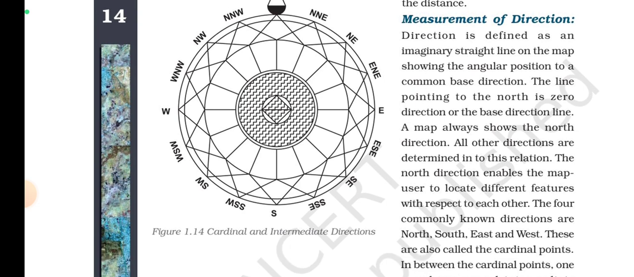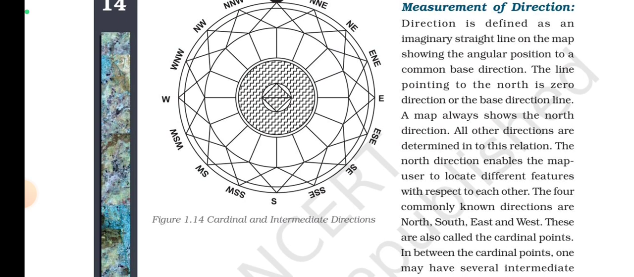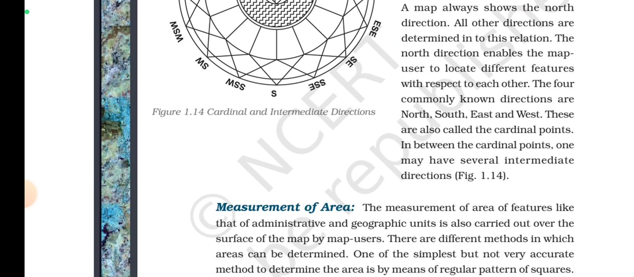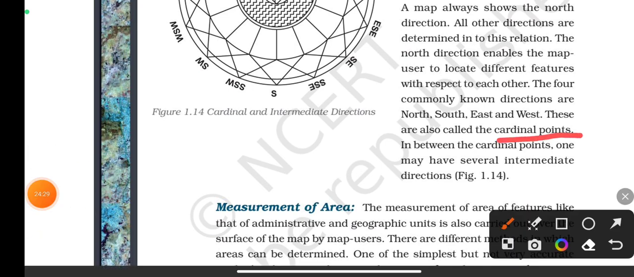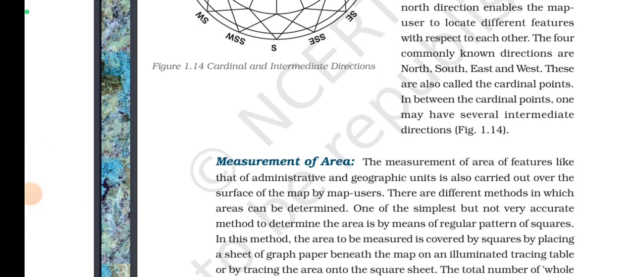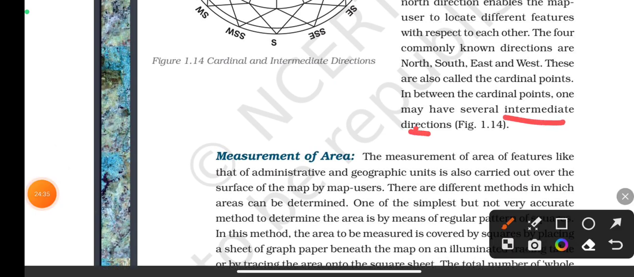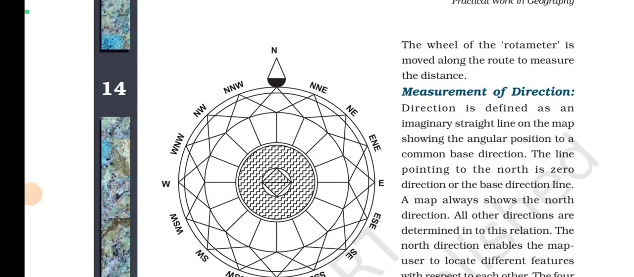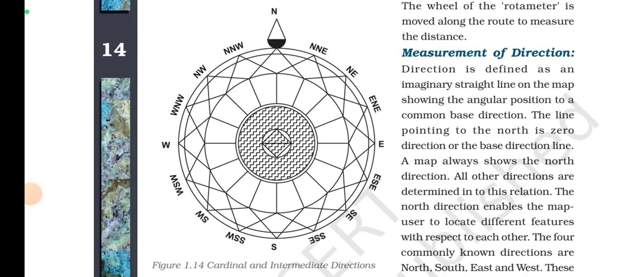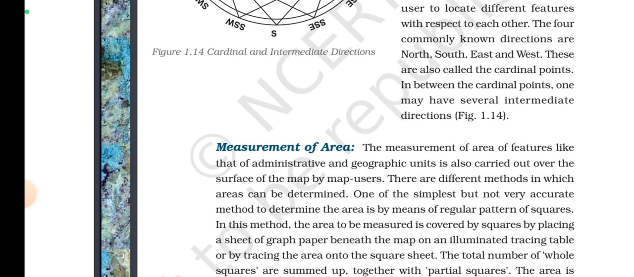A map always shows the north direction, so all other directions are determined in relation to it. The north direction enables the map user to locate different features with respect to each other. The four commonly known directions are north, south, east and west. These are also called the cardinal points. In between the cardinal points one may have several intermediate directions. So whatever directions we can identify in between these four directions will be called the intermediate directions.